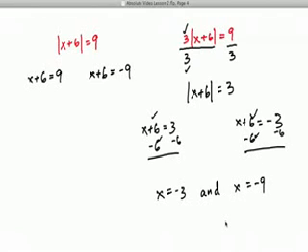Okay. Over here, there was no stuff, so we just started right away. Over here, we got rid of the stuff first. And we have to have our problem like this before we can actually move forward and solve it. We have to have the absolute value stuff by itself. Got to get rid of all the other stuff.